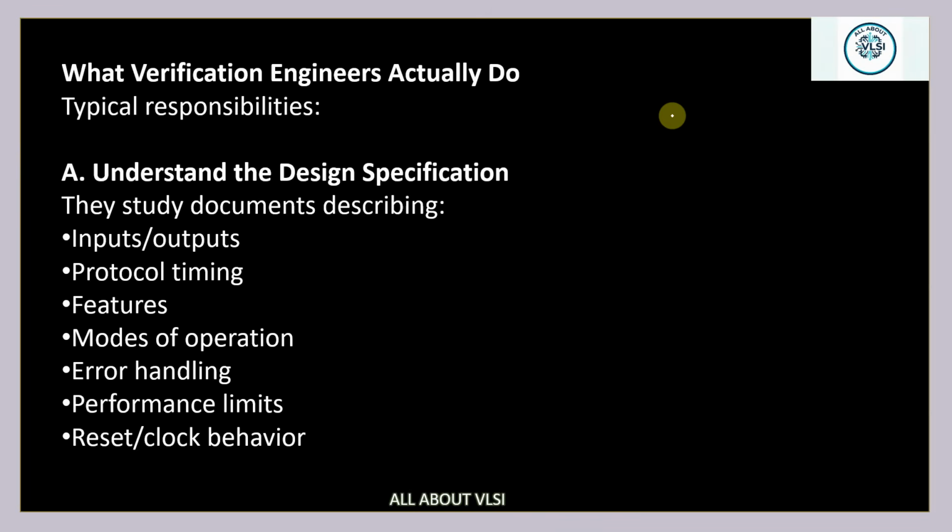Now, before going to functional coverage, let's assume that you are a verification engineer. What are you going to do? First of all, you're going to have a specification document. In that document, you're going to have the set of inputs and outputs, the protocol timing, the features of the design you're going to verify, the type of mode operations, what happens if there is an error and how you're going to handle it, performance limits, and how you're going to apply the reset. All of these will be present inside your design specification document.